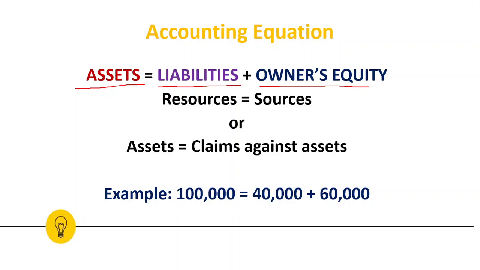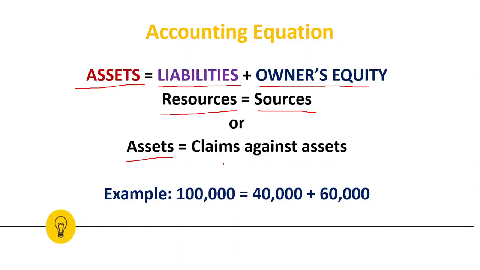So there are only two sources of funds. Either it's your own money or you have taken it from someone else. The money you have taken from someone else is your debt obligation, which you need to pay off in future. Using those two sources you'll purchase all the resources which you require to start or operate a business. So this accounting equation is also termed as assets are always equal to claims against assets.